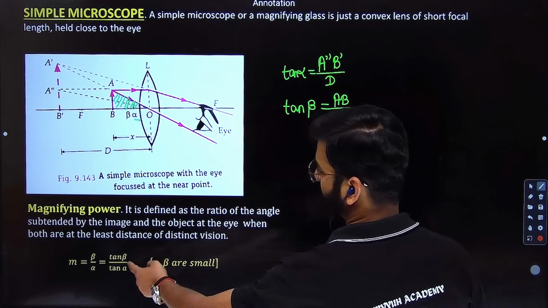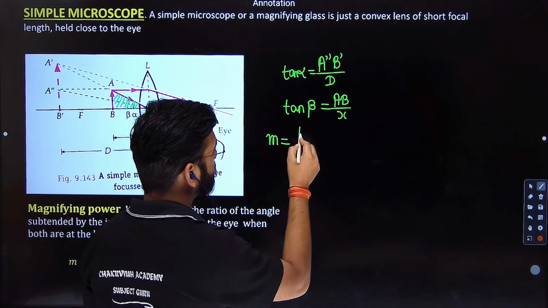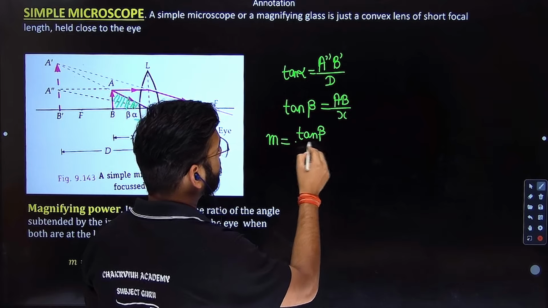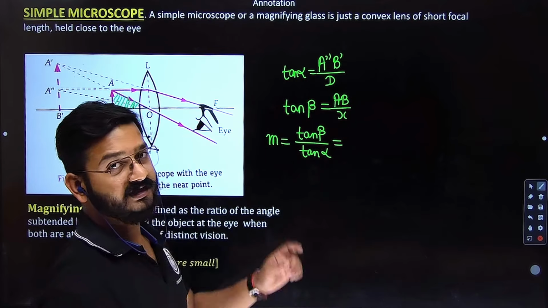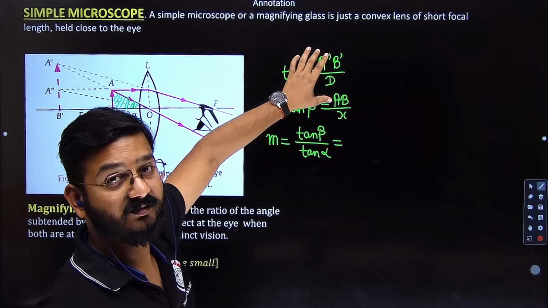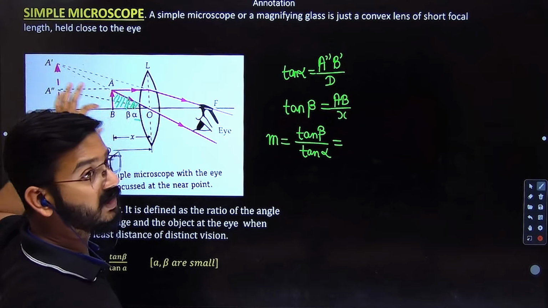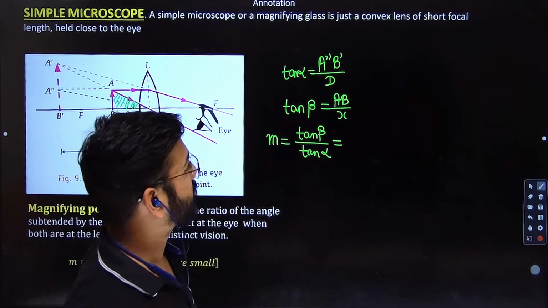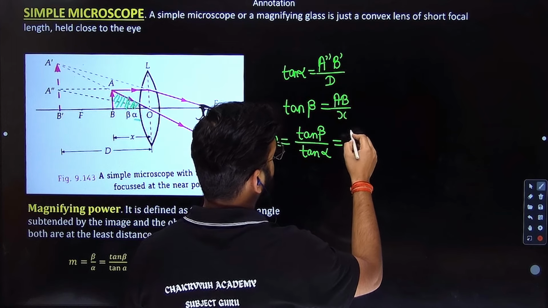So for magnifying power, we need to divide both. So M equals tan beta by tan alpha. If you see in the figure, A double dash B dash and AB are exactly the same. AB and A double dash B dash are parallel to each other. They are equal. When I divide, they will get cancelled.